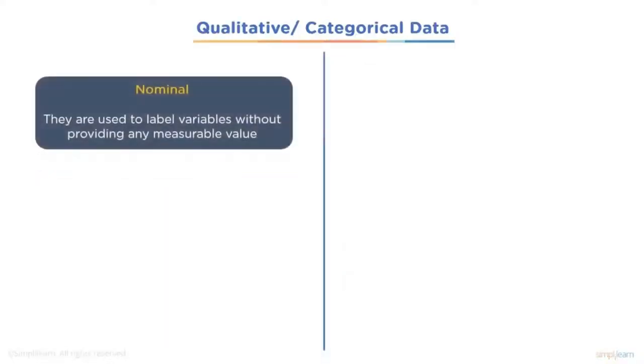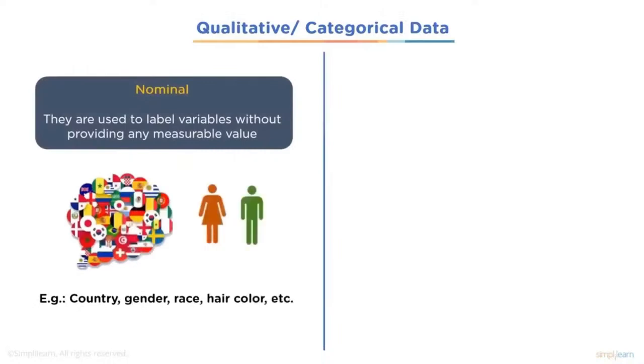Nominal values are used to label our variables without providing any measurable value. Country, gender, race, hair color, etc. It's something that you either mark true or false. This is a label. It's on or off. Either they have a red hat on or they do not. So a lot of times when you're thinking nominal data labels, think of it as a true-false kind of setup.